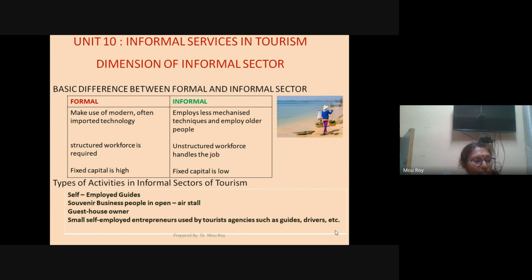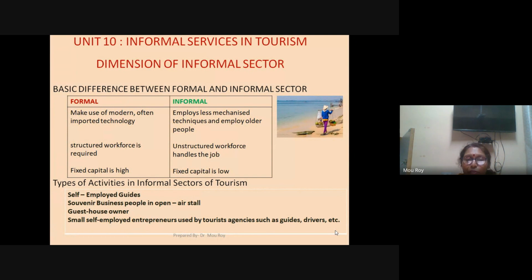So what are the dimensions of the informal sector? What is formal and what is informal? Formal is basically making use of modern, often imported technology, whereas informal employs less mechanized techniques and older people. For formal, a structured workforce is required, whereas for informal, it is a very unstructured workforce. And for formal, fixed capital is high, and for informal, the fixed capital is low.